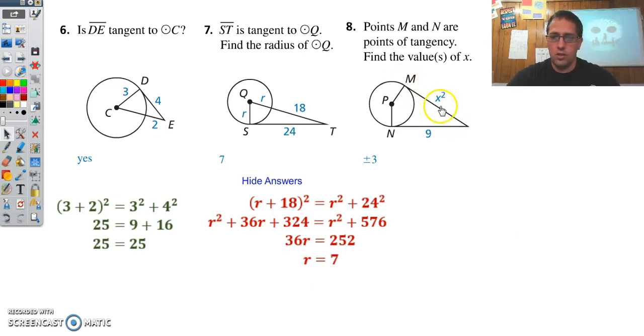Here, these two are both tangent to the circle. They have a common endpoint, which means these two segments have to be congruent. So x squared equals 9. And if x squared equals 9, take the square root of both sides. And remember that there is always a positive and negative square root. Always 2 numbers when you square root something. And that's it.